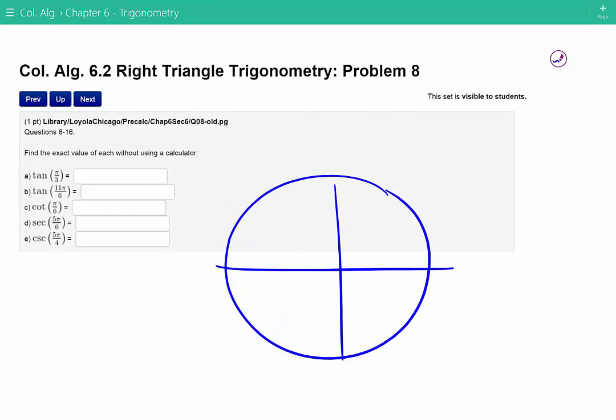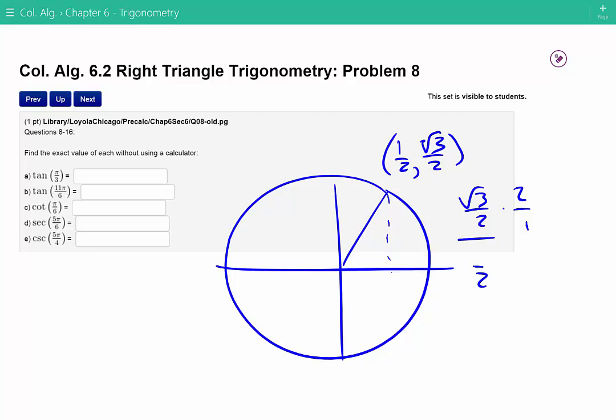Okay, the next problem wants us to find the exact value without using a calculator. So the first one is tangent of pi over 3. Pi over 3 is 60 degrees. That's right on your unit circle. This gives you 1/2 for cosine, and sine is square root of 3 over 2. So I can do tangent as opposite over adjacent, so sine over cosine. And to divide by 1/2, instead multiply by 2 over 1, and you just get square root of 3.